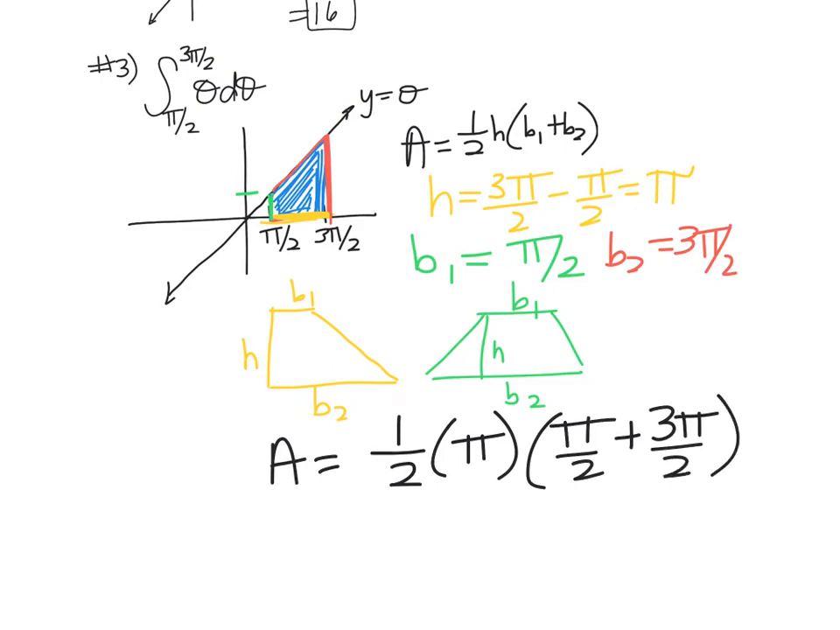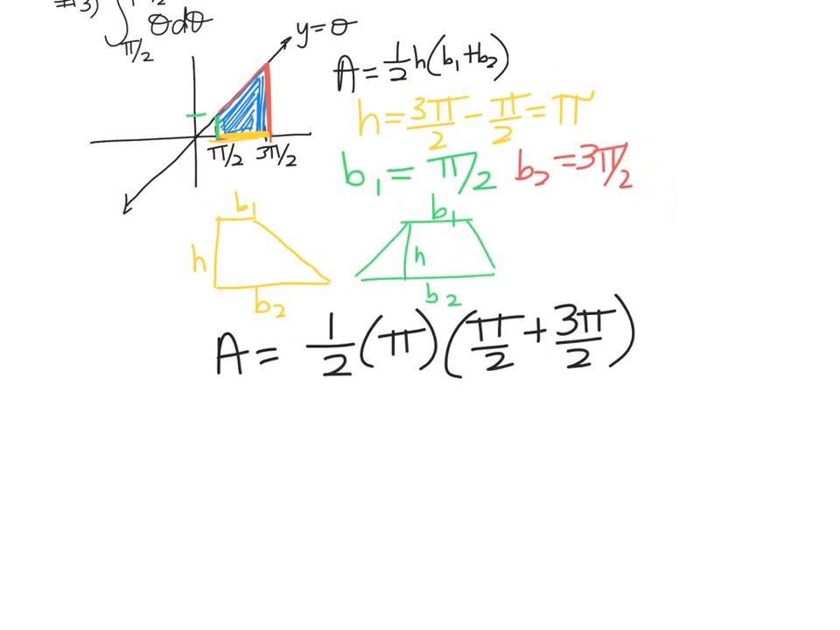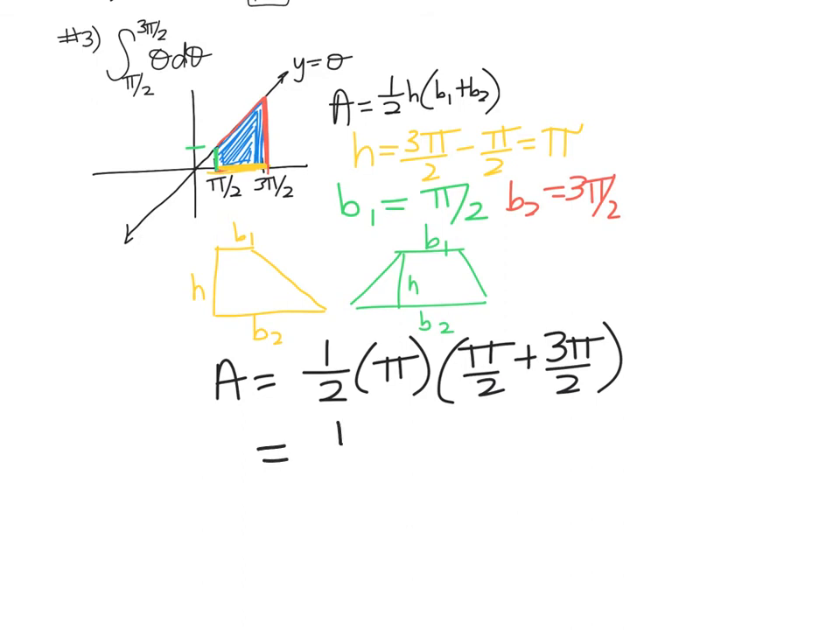All right, let's go ahead and simplify this. So I get 1/2 pi times, this is 4 pi over 2, which is 2 pi. So my answer is pi squared.